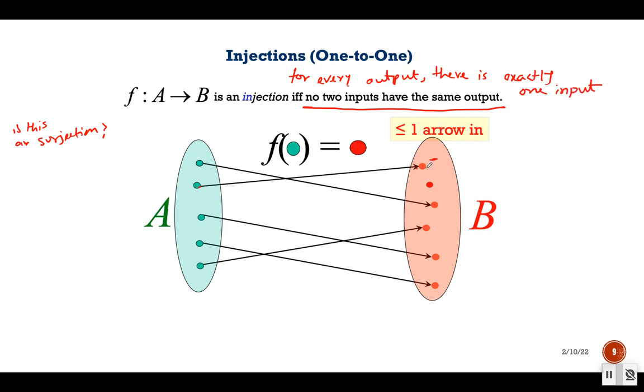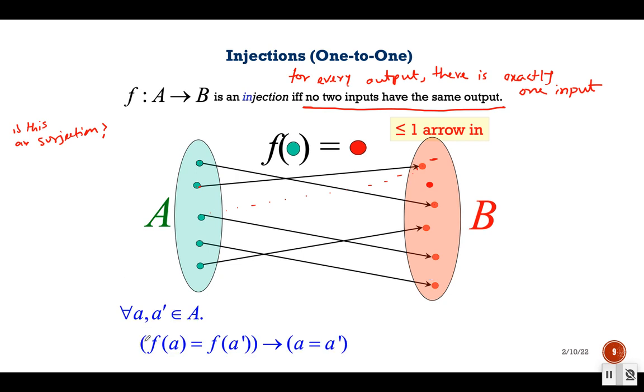All right, so for the B set, for every element of B you are seeing that we have less than or equal to one arrow. Okay, so we are not going to have something like this: this value and this value cannot have the same output. This will not be possible in an injection.